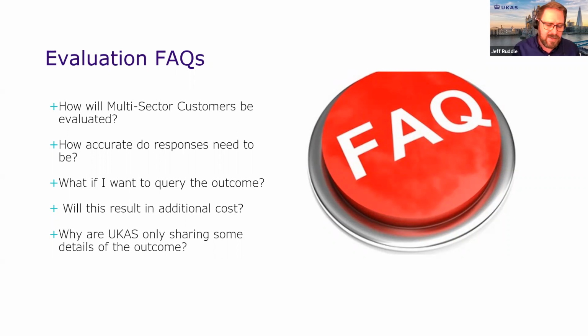Why are we only sharing some of the details of the outcome? Just to reiterate, I've covered that during the presentation, but this is to prevent the potential gaming of the system, of people looking to focus their details and responses on the things that we're looking at, because we know that we can't measure every possible indicator. And also, the indicators don't cover every area of the standard and expectations around how an accredited organisation will perform. So we don't want accredited organisations just focusing on the things that are in the risk evaluation matrix.